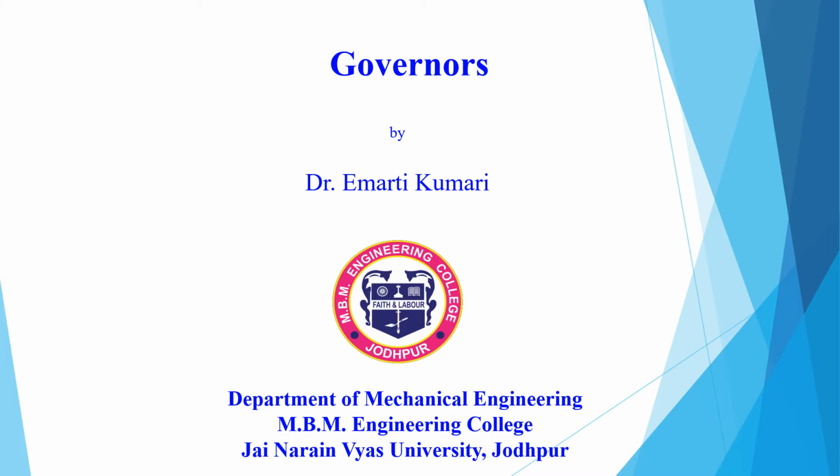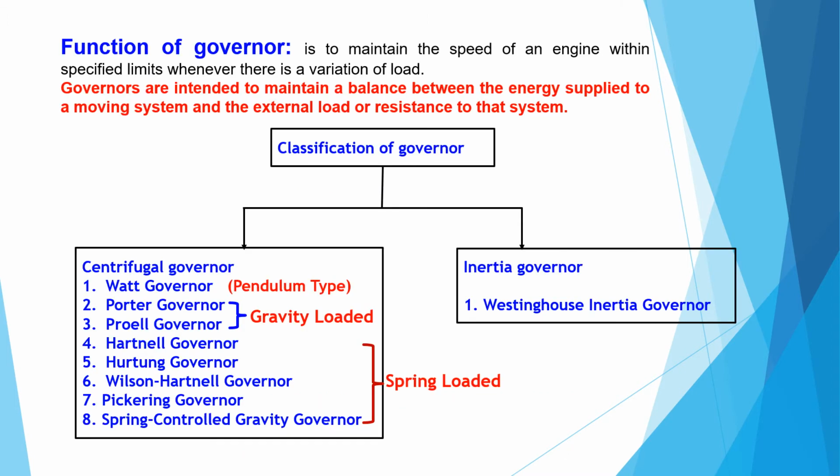Today we are going to discuss the function of the governor, which is to maintain the speed of an engine within specified limits whenever there is a variation of load. Governors are intended to maintain the balance between the energy supply to a moving system and the external load or resistance to that system.